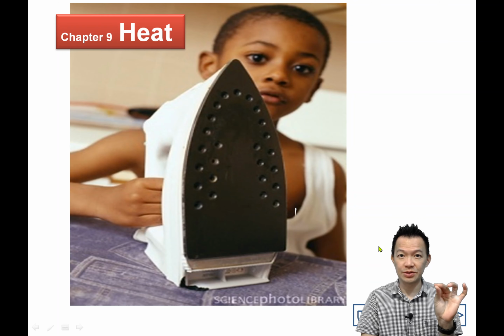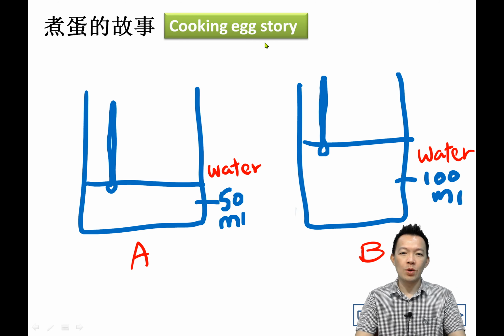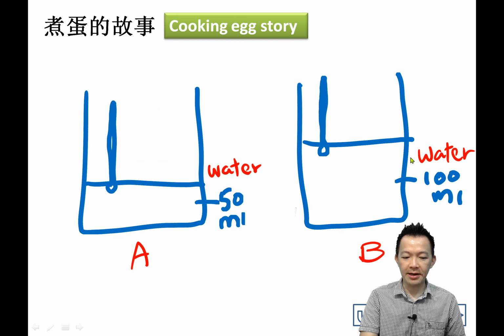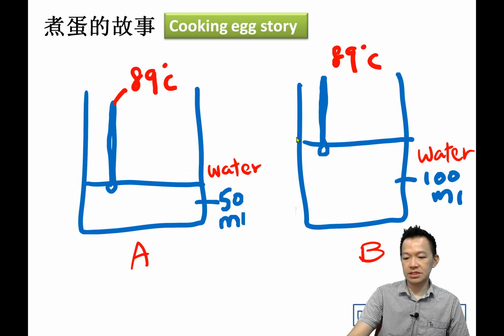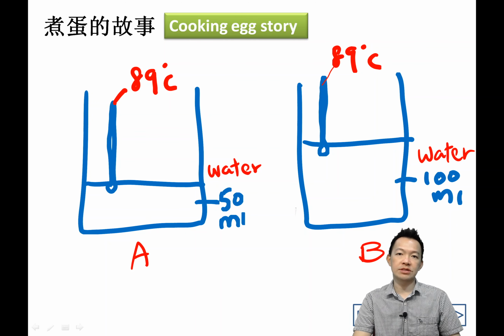我先问一题很重要的问题。Okay, cooking egg story 啦，煮蛋的故事。听下啊。Now having two beakers, A and B. Beaker A contains 50 ml water, but beaker B contains 100 ml water. Less water, more water. And the temperature for beaker A is 89 degrees Celsius. Same as beaker B, the temperature of the water is 89 degrees Celsius.